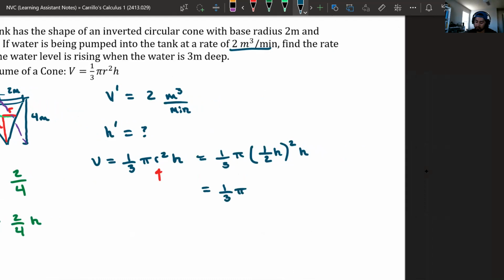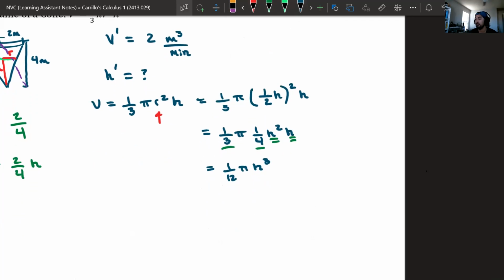So 1/3 pi times, and then this power is going to distribute to both of these values. So 1/2 squared is 1/4 h squared h. Now I'm going to simplify by multiplying my like terms together. So we'll have 1/12 pi h cubed. So with all that being said, volume is equal to 1/12 pi h cubed.